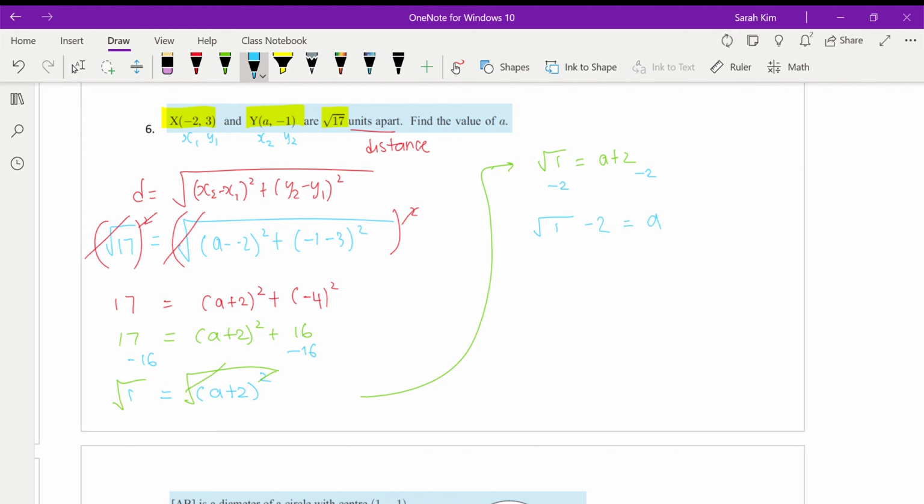So I should be able to do that on the calculator, or you can just leave that as your answer. Hold on, square root 1 is 1. So 1 take 2 is a, so 1 take 2 is -1 equals a. So that's your answer.